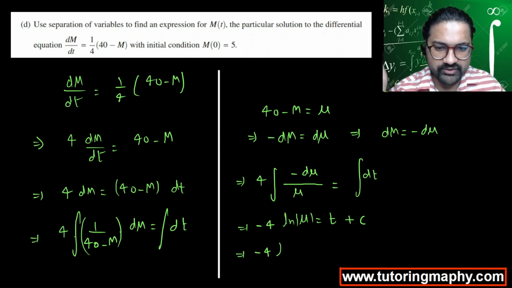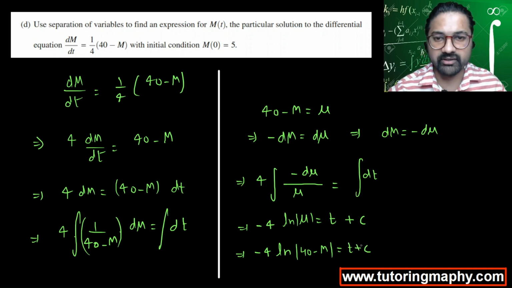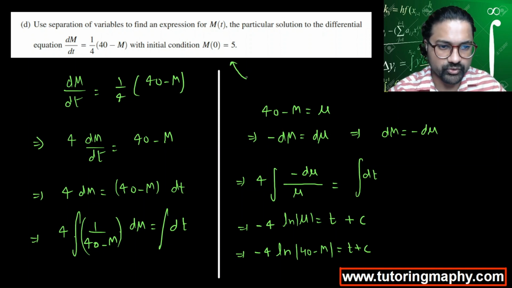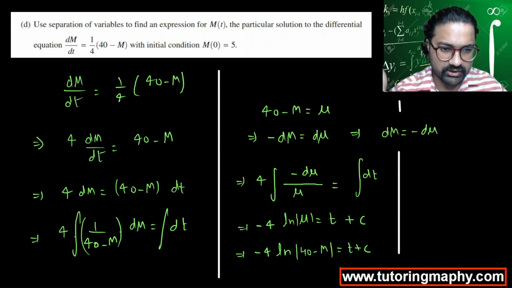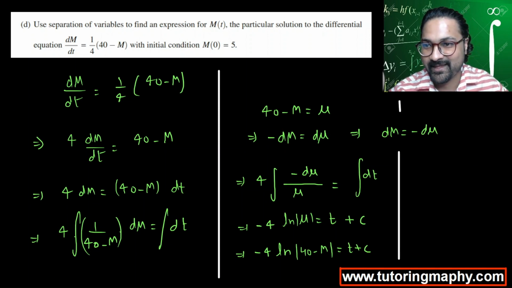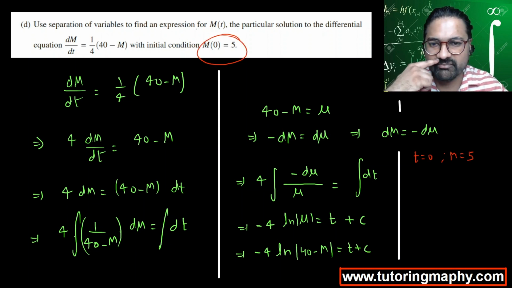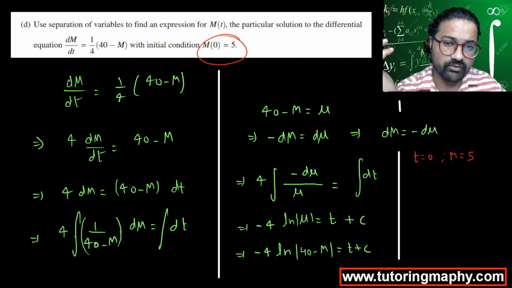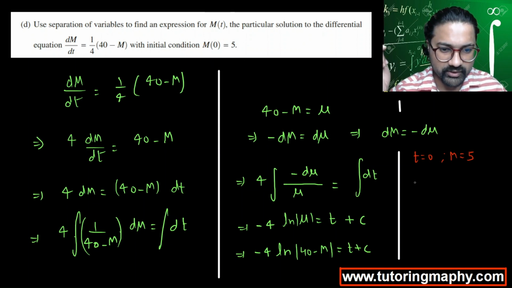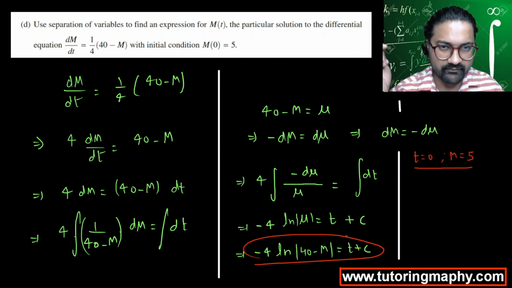Obviously I want my answer to be in terms of the original variable, so I'm going to plug u back in as 40 minus m. So that's going to look like negative 4 ln of absolute value of 40 minus m is equal to t plus c. But I need c as well because the initial condition is already given to us. Running a little short on space once again, so I hope I can do this in this space. It's already given that at t equal to 0, m is 5, because that is the meaning of m0 equal to 5, right? That when t is 0, m is 5. So I'm going to plug that back in over here to get the value of c.